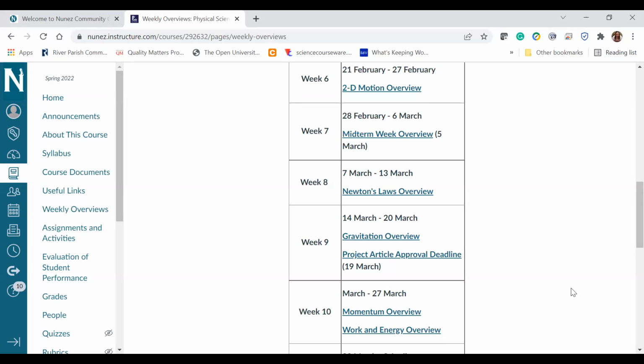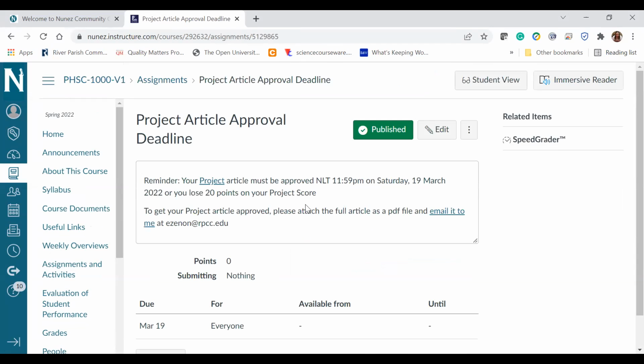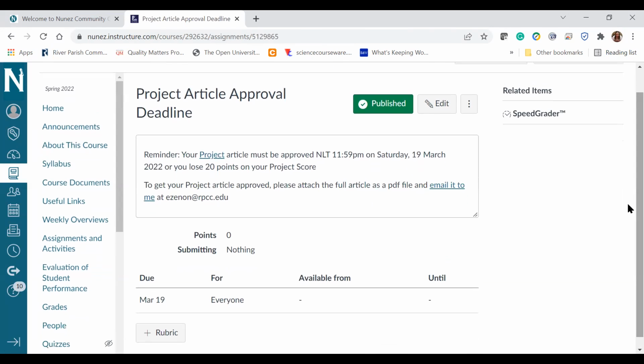All right, so here we are in week 9. Let me remind you that your project article has to be approved by this Saturday at 11:59 p.m. or you lose points on your project. You see here on the screen, you lose 20 points if you don't get your article approved. And we'll start talking next week about what happens if you didn't get an article approved beyond losing 20 points, okay?